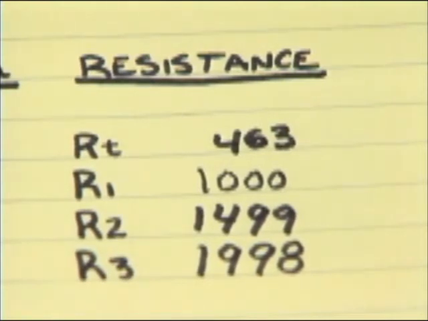Notice that the equivalent resistance of the circuit, 463 ohms, is always less than any of the individual branch resistances. Just as there's a formula for total resistance in a series circuit, there's also a formula for total resistance in a parallel circuit. This formula is known as the reciprocal formula. It's derived from both Kirchhoff's current law and from Ohm's law. Here's how.